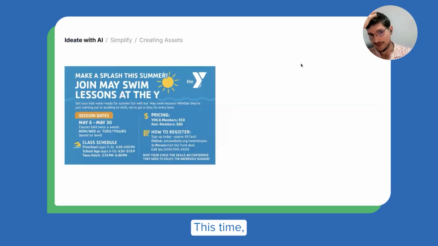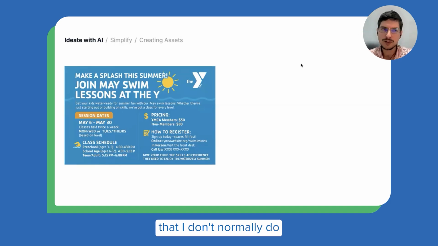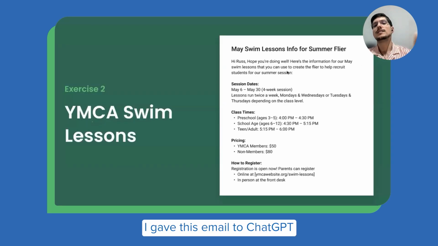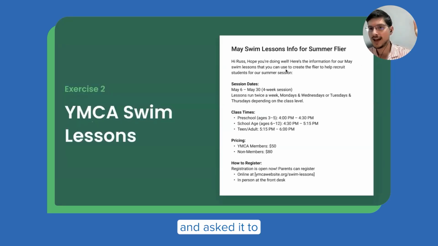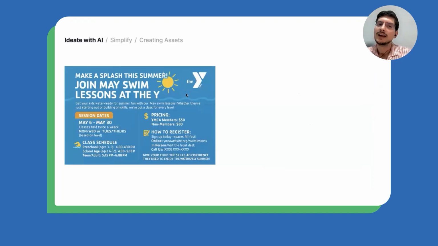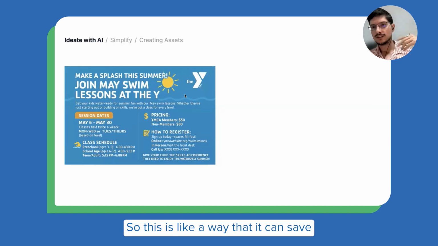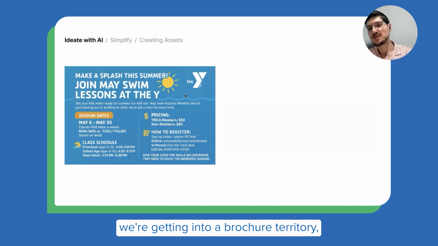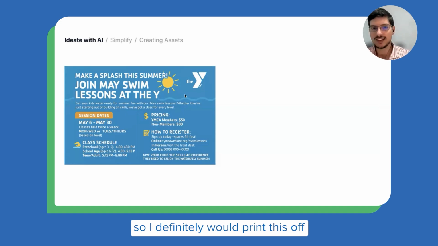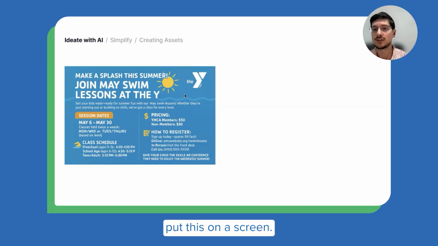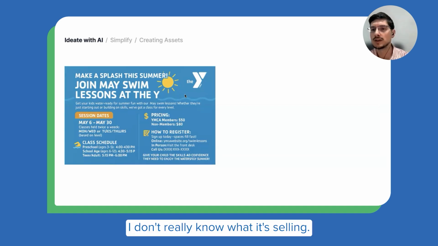All right, this time, I also wanted to show you another trick that I don't normally do because I think this technology is brand new, but I gave this email to ChatGPT and asked it to make a presentation for me. And it made this. So this is a way that it can save you time. However, looking at this, I'm like, we're getting into brochure territory. So I definitely would print this off and hand it off to parents at the front desk, but I just would not put this on a screen. And it doesn't make an impact, right? At a glance, I don't really know what it's selling.